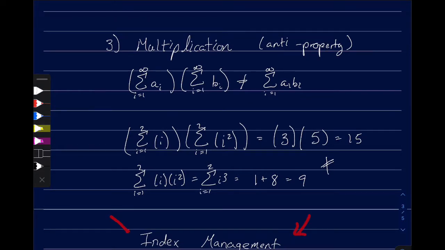Come join me next time for index shifting, where we'll be talking about how to get our indices the same starting point so that we can add things together.